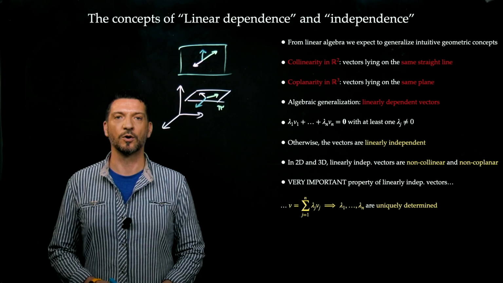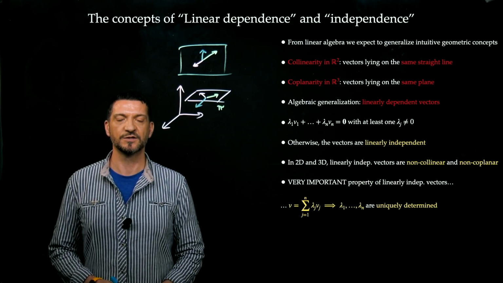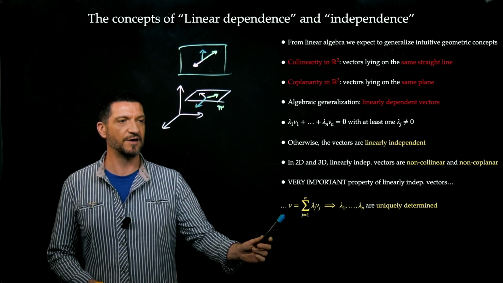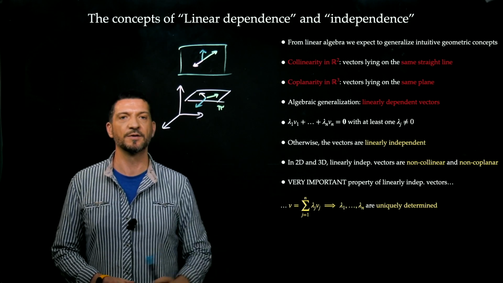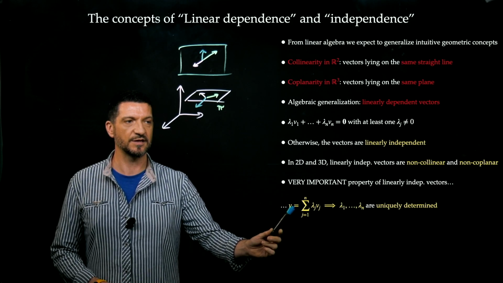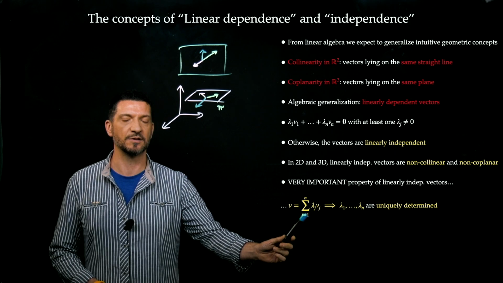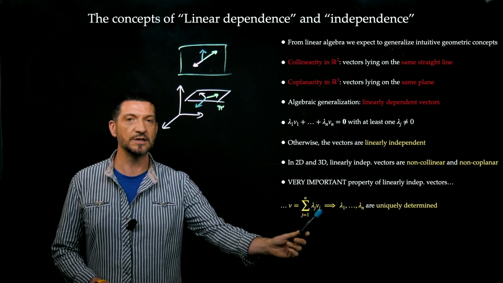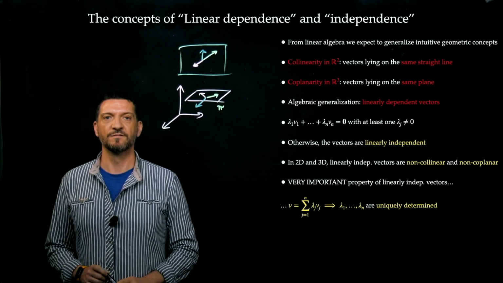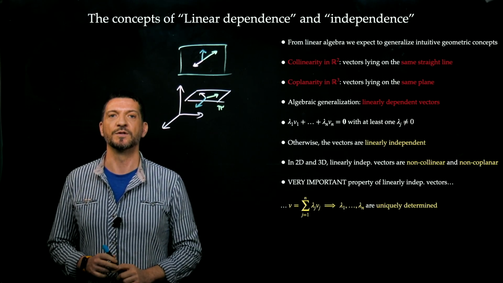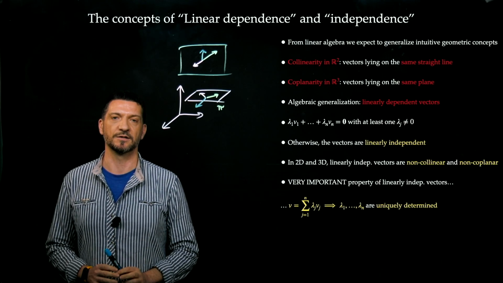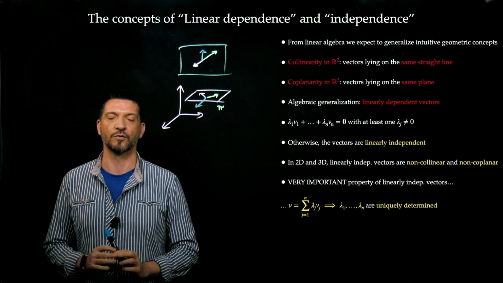The most important property of linearly independent vectors is related with the possibility of developing a vector as a linear combination of them. If this is the case, then the scalars appearing in the linear combination are uniquely determined. Even if this property doesn't resonate with you in this moment, keep it in mind because it is essential for what comes next.